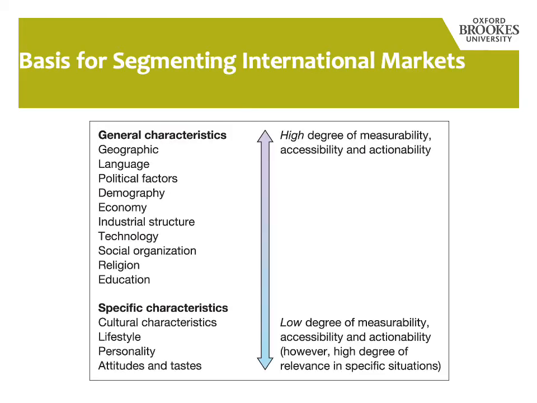Basis for segmentation of international markets. The sources and type of research we conduct that determines the foundation of our decision needs to be weighed as general characteristics that are highly measurable, accessible, and actionable, or reliable hard data, versus softer specific characteristics that have a low degree of measurability, accessibility, and actionability, however still carry a high degree of relevance in specific scenarios, such as cultural similarities and differences. All of the above are key to international marketeers and may be used singularly or in combination as a basis for segmentation.